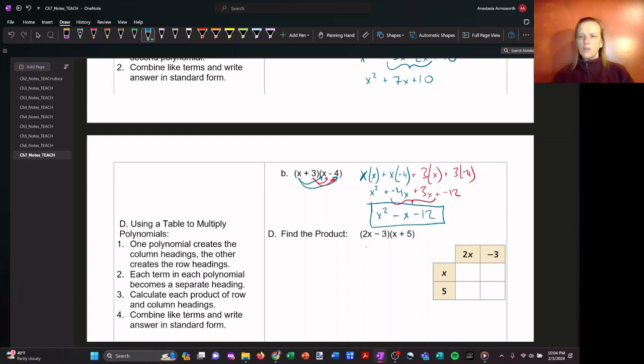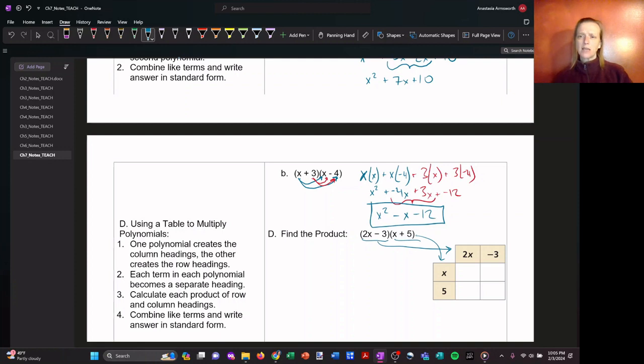So if I look at this multiplication problem, the quantity 2x minus 3 times the quantity x plus 5, I'm going to take one of those polynomials and write them at the top of my grid as column headings. And I'm going to take the x plus 5 and write those as row headings along the side. Each term is its own column or row heading. And then I use this as a table to do multiplication.